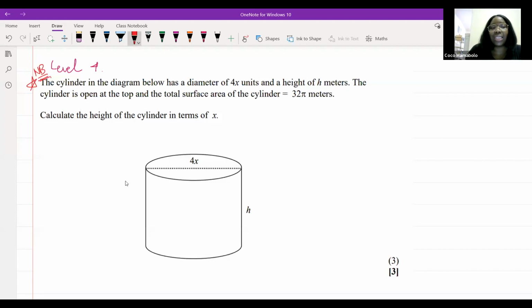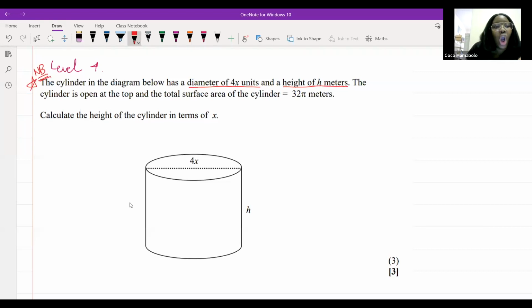Okay, so it says here, the cylinder in the diagram below has the diameter. So you see, instead of asking, ma'am, is 4x the diameter? If we had read the beginning, Naledi, we would know that it has a diameter of 4x units. You wouldn't have to have fought with ma'am over that question. It literally tells you there that it is a diameter and a height of h meters. All right, then we go to our drawing and they've given us the diameter of 4x and a height of h. Good.